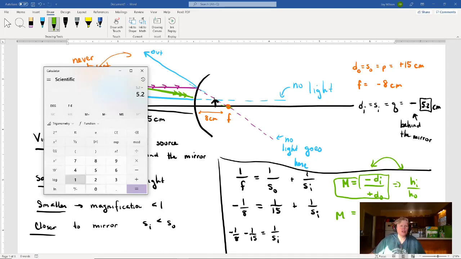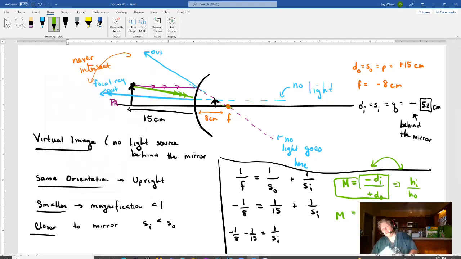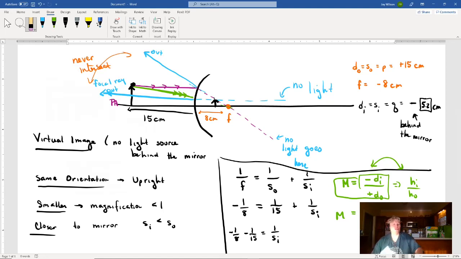5.2 divided by 15 is 0.346. So I'd go 0.35, no units on this, because magnification is just a multiplier. So what does this tell us? The magnification is positive 0.35.